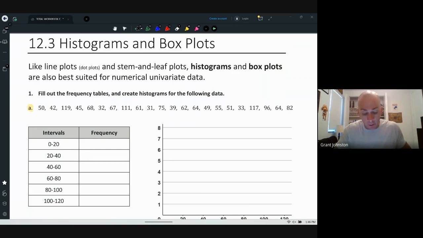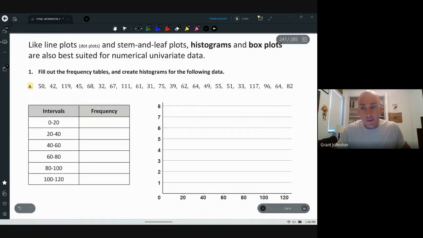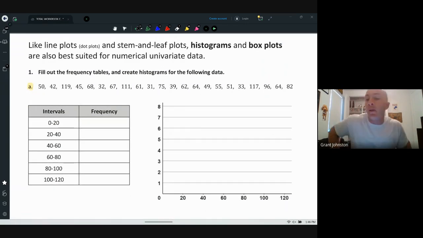Okay. So before we can determine what these data displays are best for, it makes more sense to make sure we know how to make them so that we understand how they're built before we can do any sort of interpreting. So it says fill out the following frequency tables, create histogram.